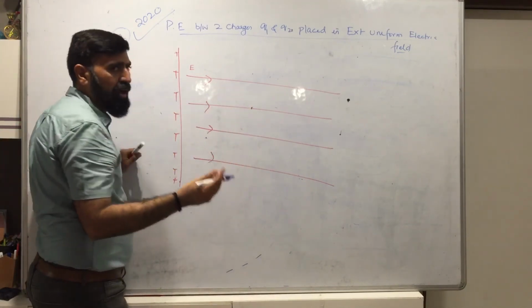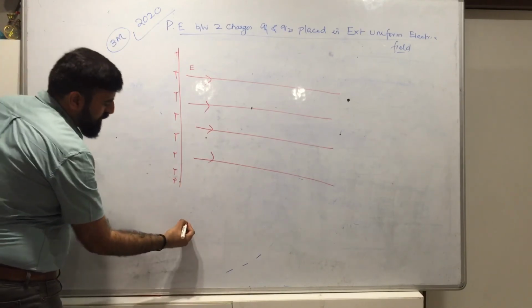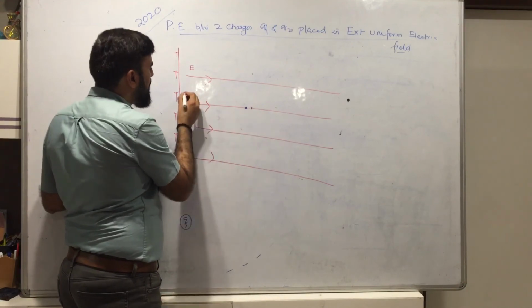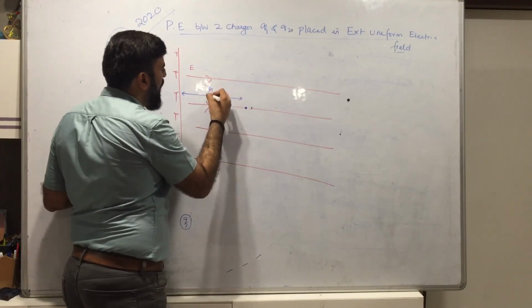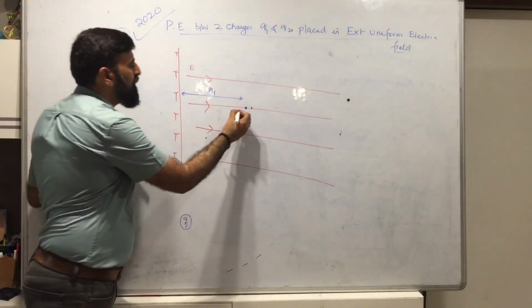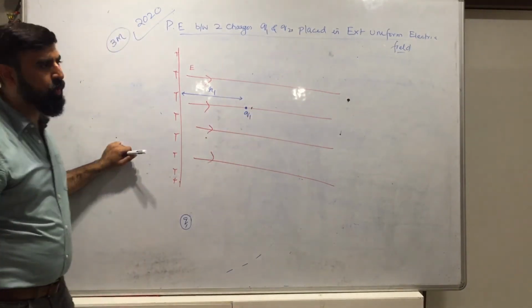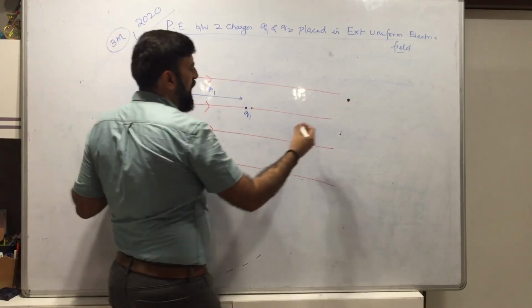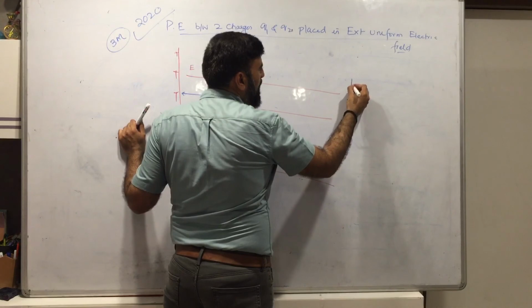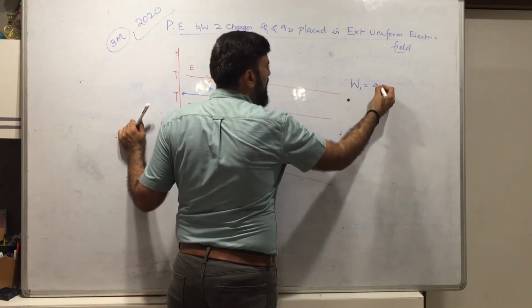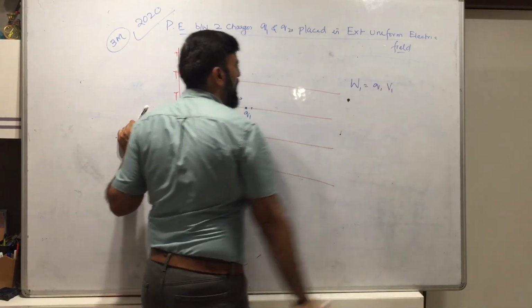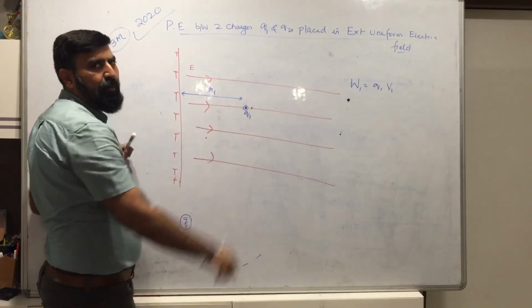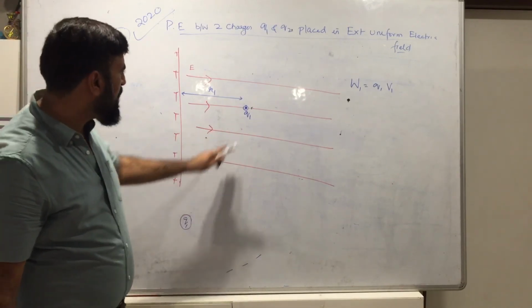Let's say I bring a Q1 charge from somewhere, from infinity, and I have to place it here at a distance of R1. So what is the work done to place Q1 in the external field at R1? I think you all will agree that the work done will be equal to Q1, which I am bringing, into the potential at 1. So if I find the potential at 1 and multiply by Q1, that will be the work done to place Q1 at this point.